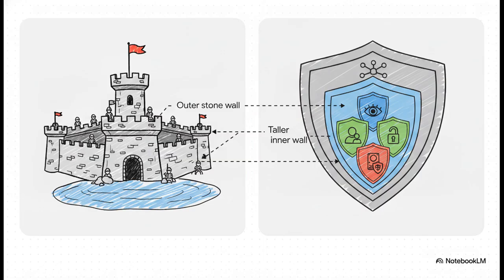Now map that directly to a modern app. Your outer wall is your network perimeter. Your moat is the detection layer. That inner wall, that's identity and access. The keep is your data protection. And those guards are your logging and monitoring tools. This combination forces an attacker to defeat every single layer simultaneously, which is exponentially harder to pull off.